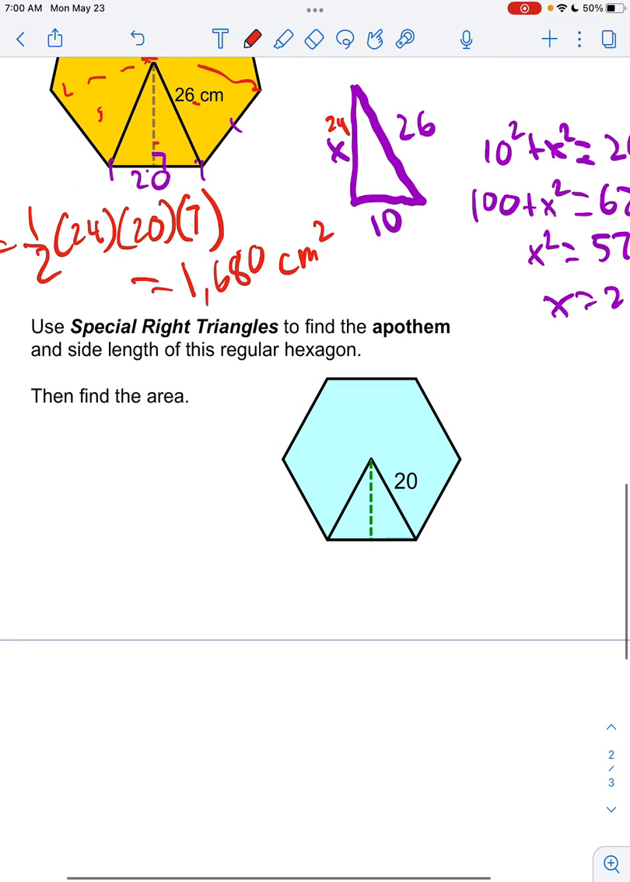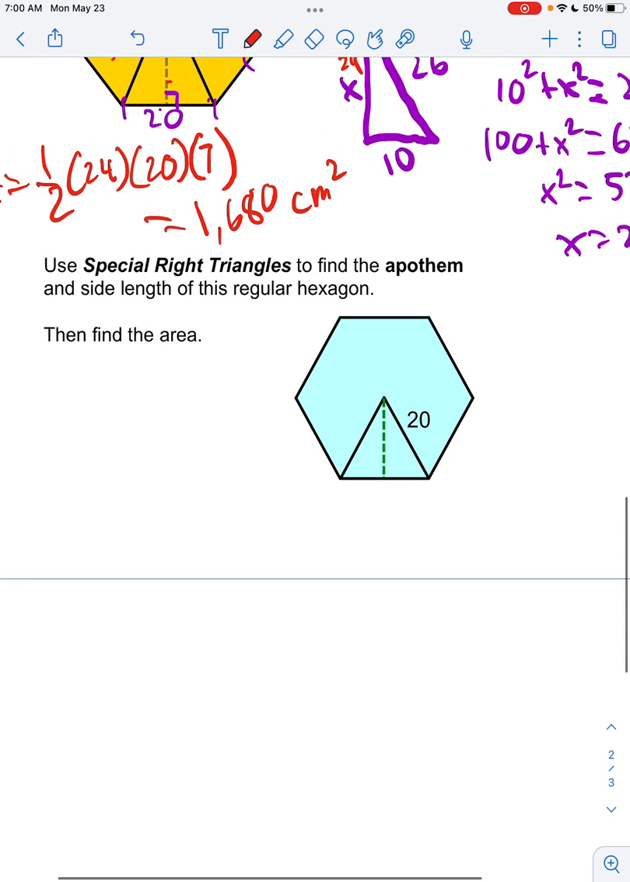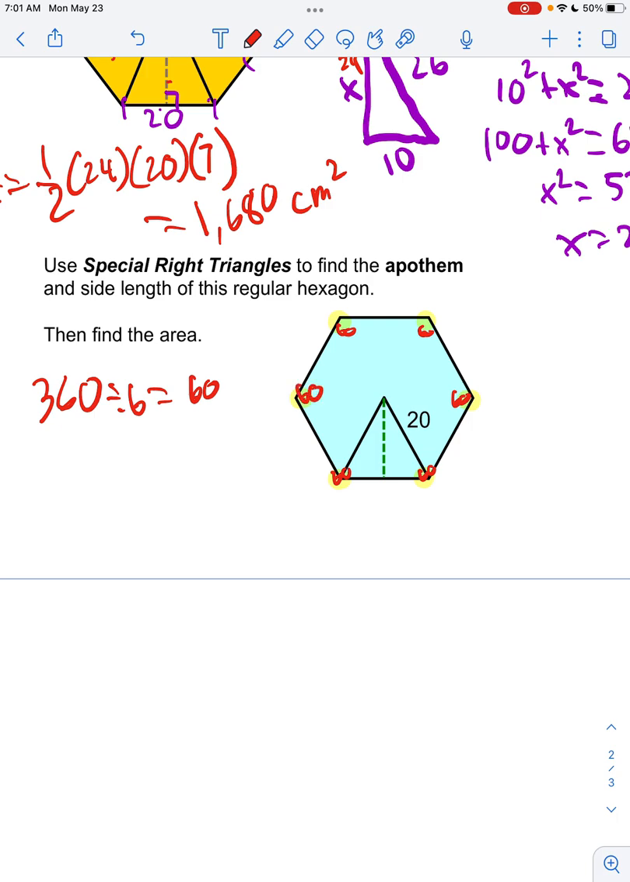Use special right triangles to find the apothem and side length of this regular hexagon. So let's think about that. All right. A normal shape has 360 interior degrees, and regular means they're all the same. So all of these angles are going to be the same. So if I divide by 6, 360 divided by 6 gives me 60. So I know that each of these angles right here is going to equal 60 degrees. So I'm going to pull out this triangle right here.